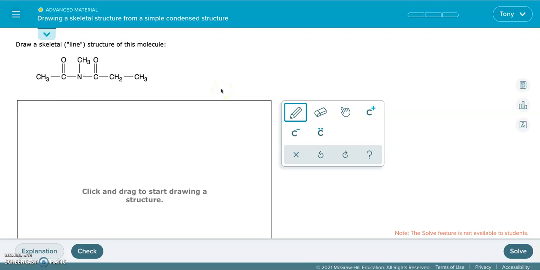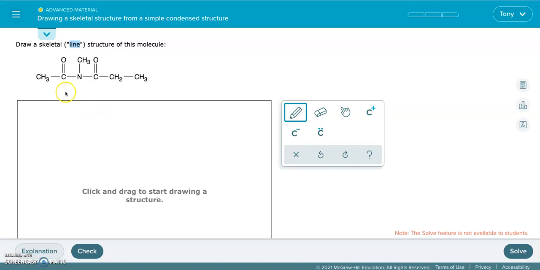So this is another ALEKS topic that's called drawing a skeletal structure from a simple condensed structure. And in this topic, we get to use the new drawing tool, which is really nice actually. So we'll talk a little bit about that. The main concept in this topic is really understanding what we call skeletal structures. They're also called line structures, as we can see here.